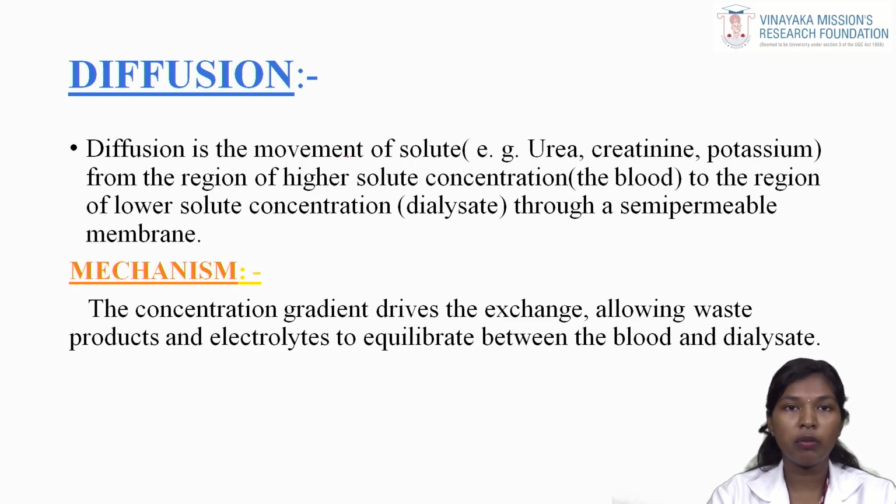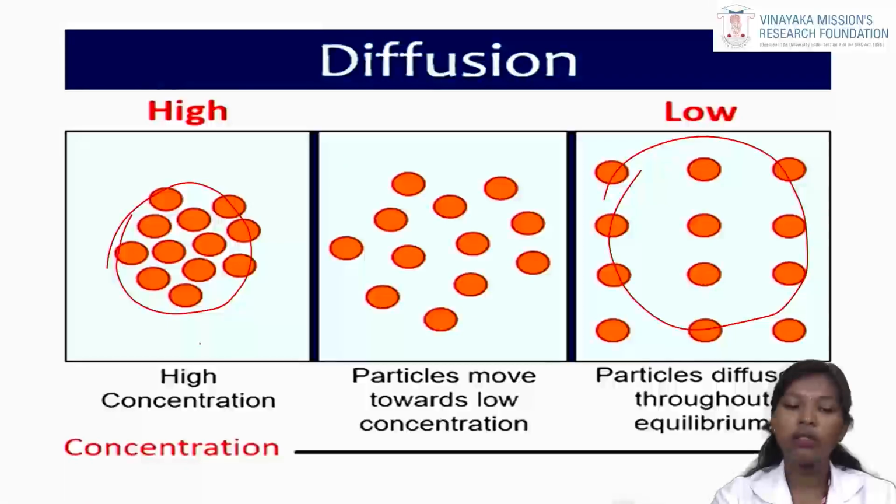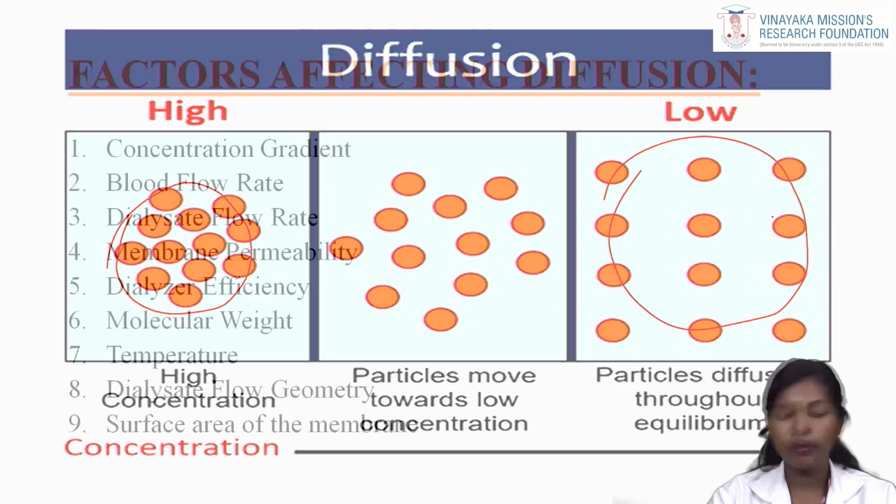There is a membrane between the dialysate and blood compartment which plays an important role in filtration. Mechanism: the concentration gradient drives the exchange, allowing the waste products and electrolytes to equilibrate between the blood and dialysate. Diffusion: this is the higher concentration and this is the lower concentration, movement of solute from higher concentration to lower concentration through a semi-permeable membrane.